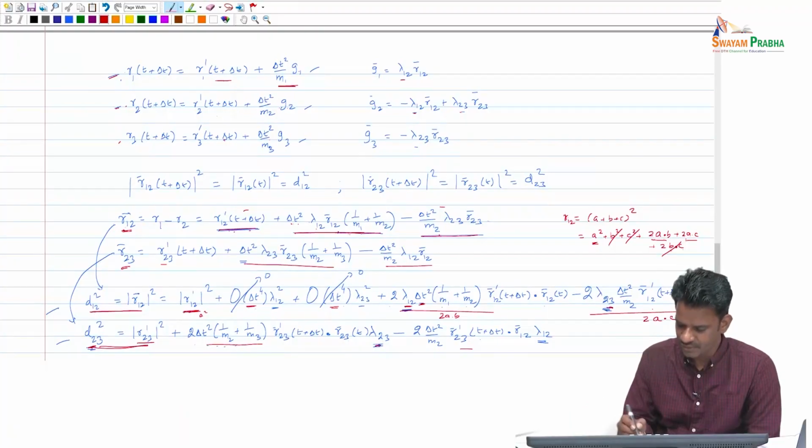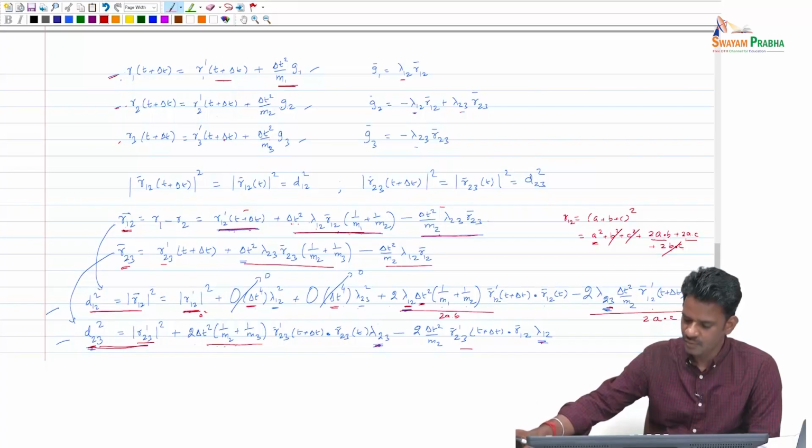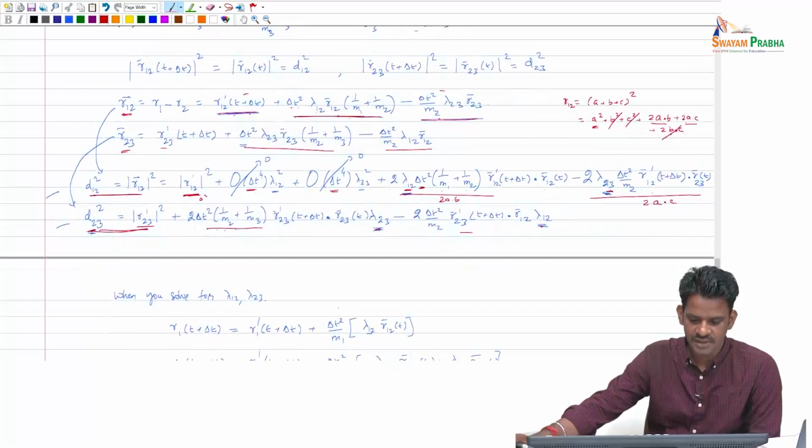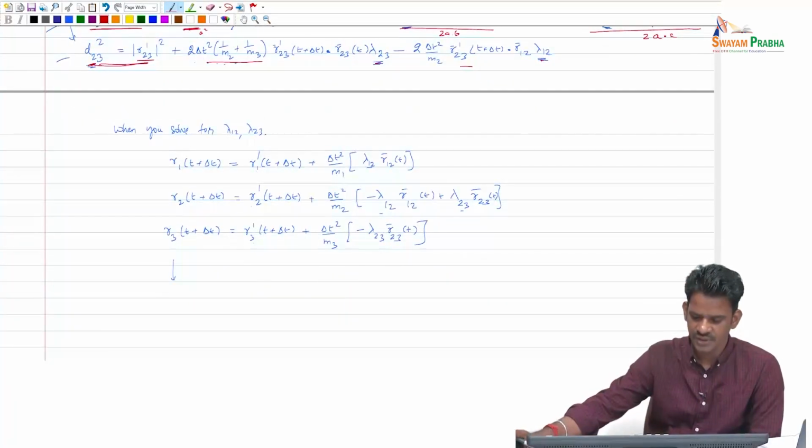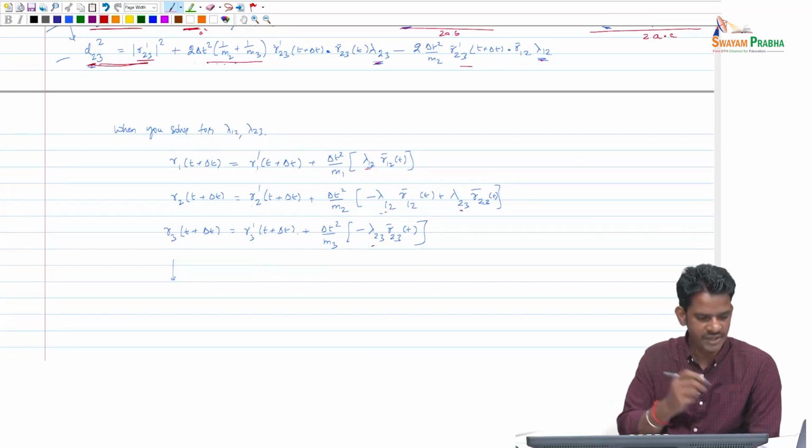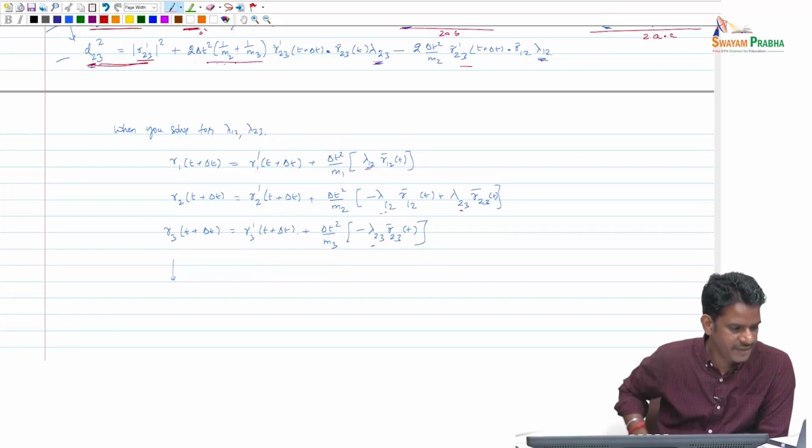You have 2 unknowns and 2 equations, and from here you can find out what these Lagrangian multipliers are. Once you have those, then you can come back and substitute here and then update in the final step.